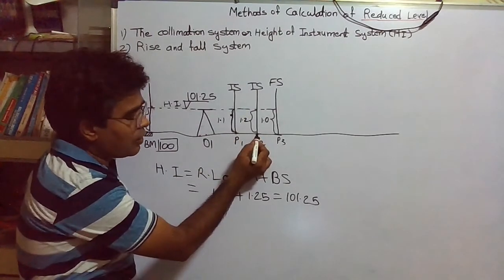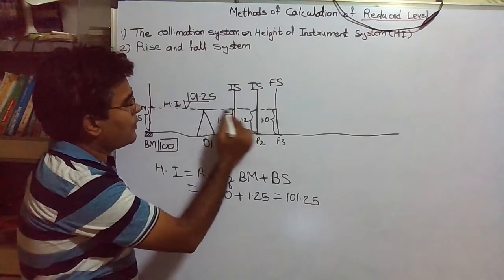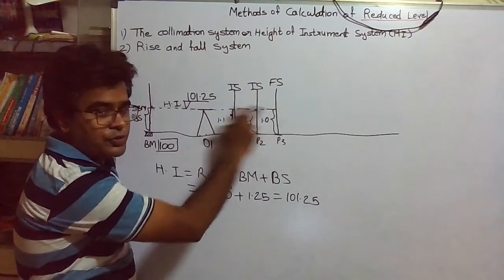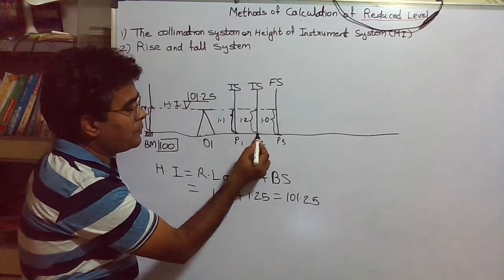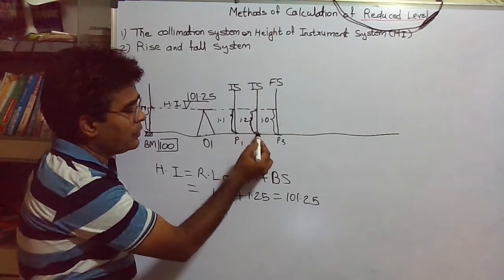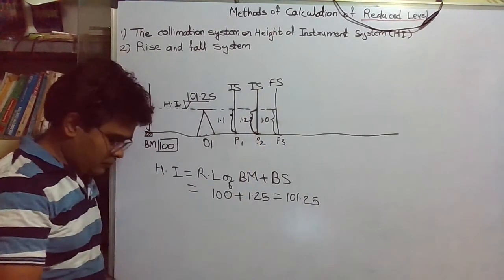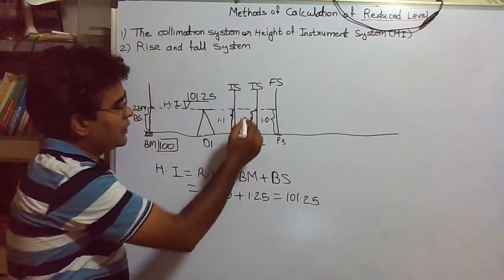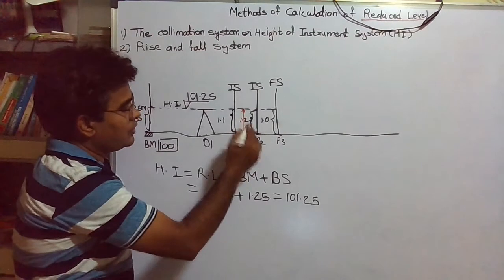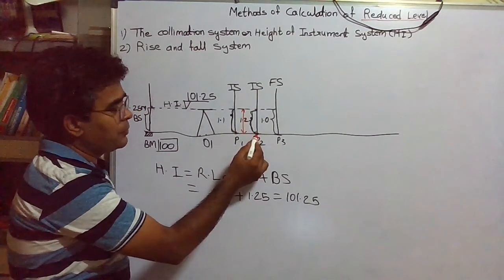Similarly, how do we get the RL of point P2? This is the RL of our height of line of collimation, that is 101.25, and this is the distance of point P2 from our height of instrument, that is, from our line of collimation. This 1.2 is nothing but the distance of point P2.